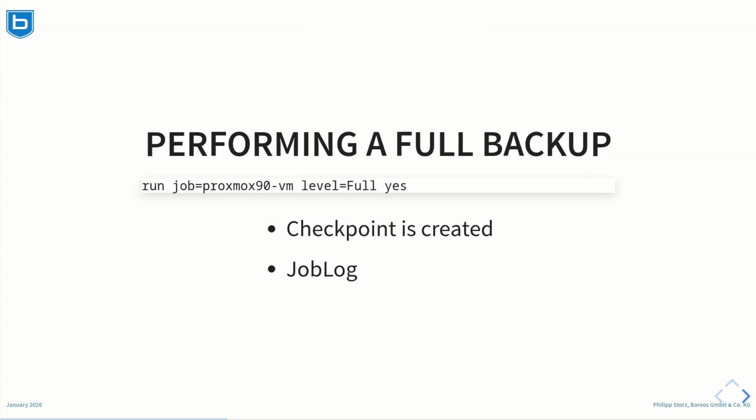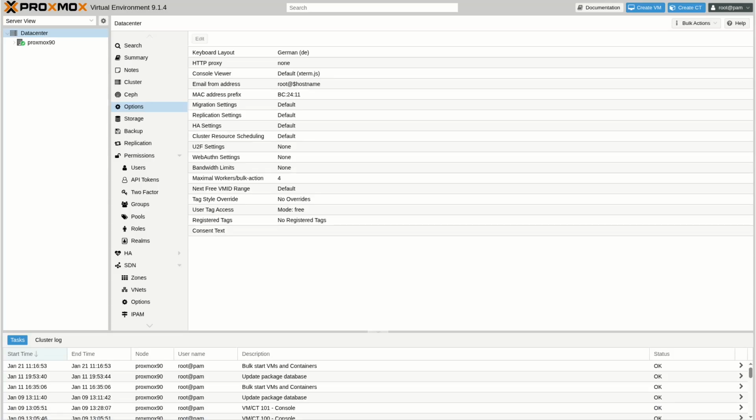Now let us perform a backup of the virtual machine. When the backup is executed, first a checkpoint of the running virtual machine is created and the backup can be viewed in the job log and also in the Proxmox web interface. Now let's switch to the Proxmox web interface and also to the Bareos console.